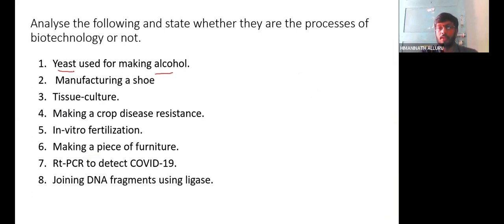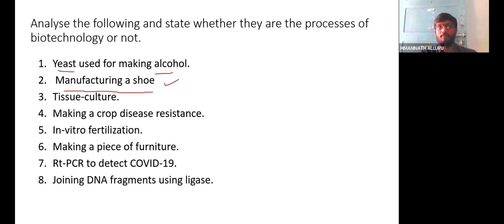Now 50% of the students will say yes, it is biotechnology. The others still will have a confusion. So they need a little clarity in the explanation, so that they will also clearly understand it. Then, manufacturing a shoe, will it come under biotechnology? Teachers also can put their answer, no issues. Manufacturing a shoe, is it tissue culture? They will know very clearly, definitely no.